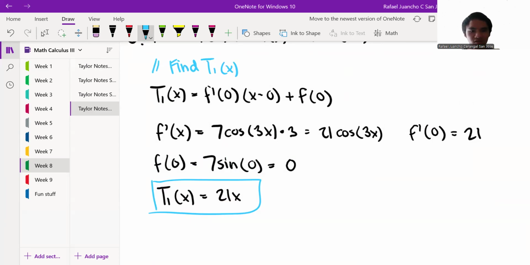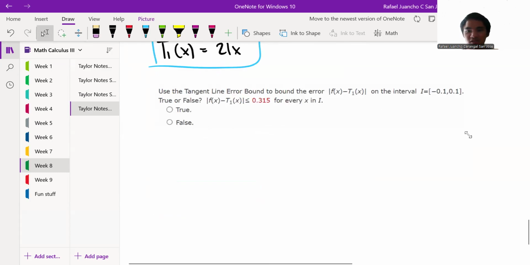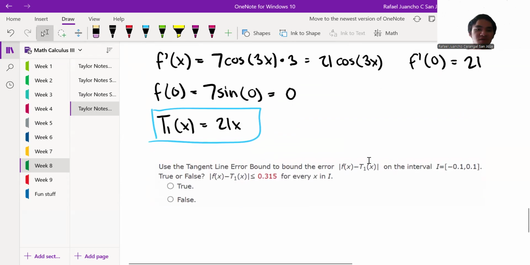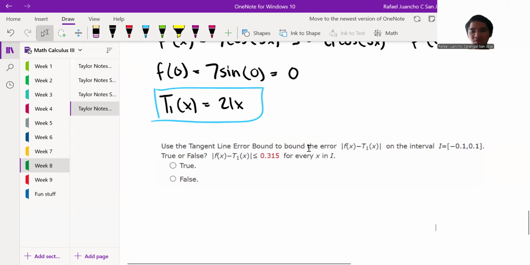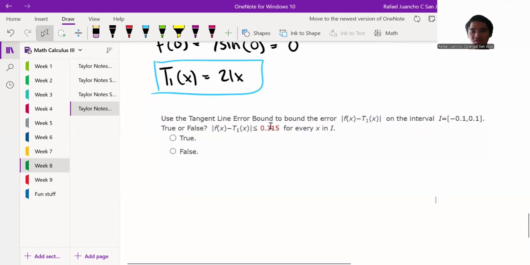Okay, now I do a true or false, so I only have one try. So I'm a bit scared I don't get this one. I'm going to make sure anyways that I get it. If I don't, it's okay. Okay, so now we have this question. We want to find the tangent line error bound to bound this particular error on this interval. And now true or false: is it less than or equal to 0.315 for every x in this interval?